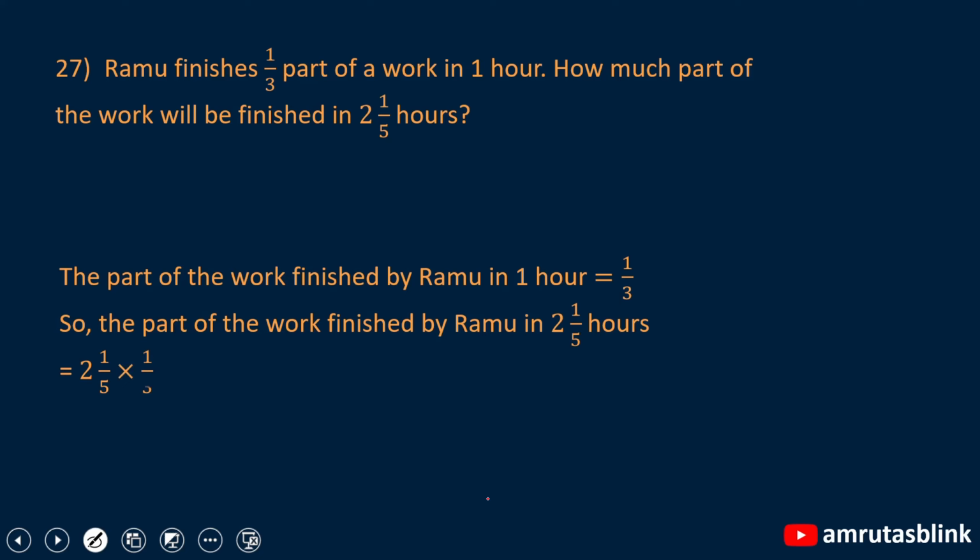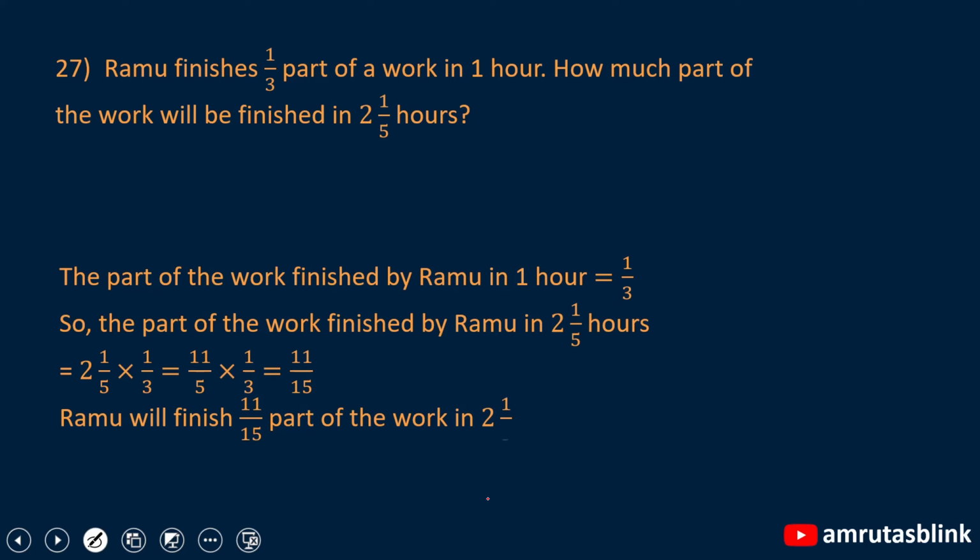So 1/5 is equal to, now 5 1s are 5, 5 into 2 is 10, 10 plus 1 is 11. So 11/5 into 1/3, that is 11 upon 15. So we can say that in 1/5 hours Ramu will finish 11/15 parts of the work.